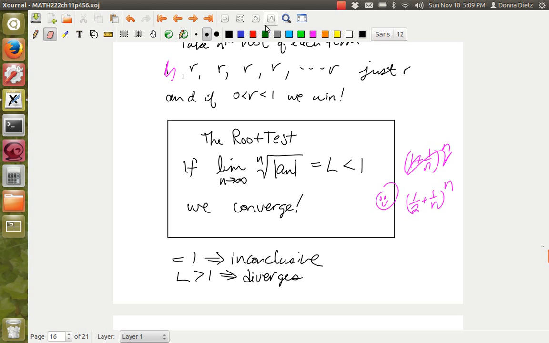Right, so if you get L equal to 1, it's inconclusive. We know this one converges, right? But this is not the tool that helps us see that.